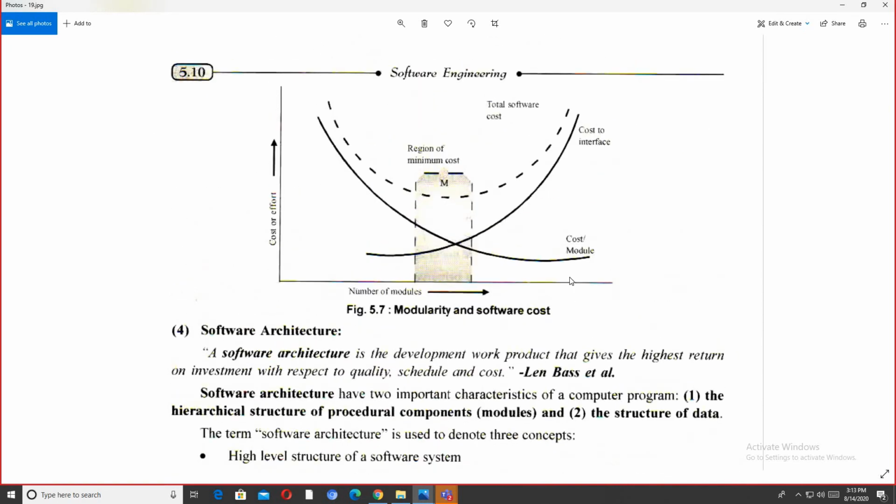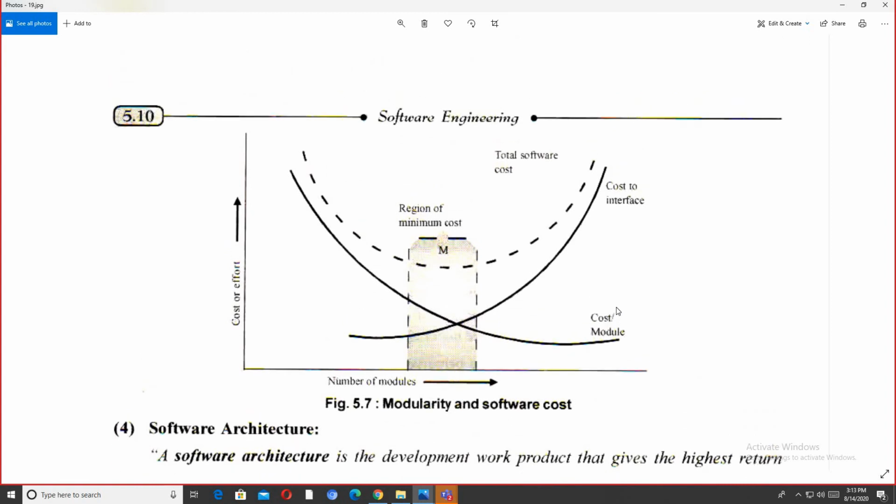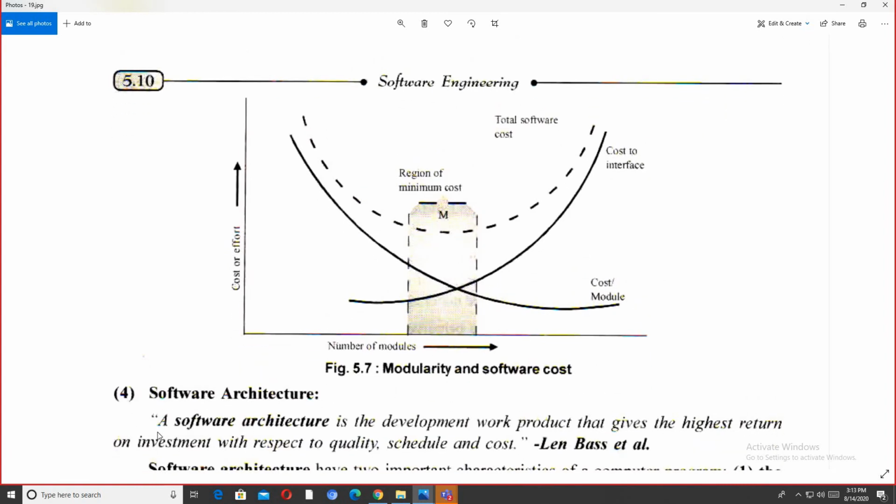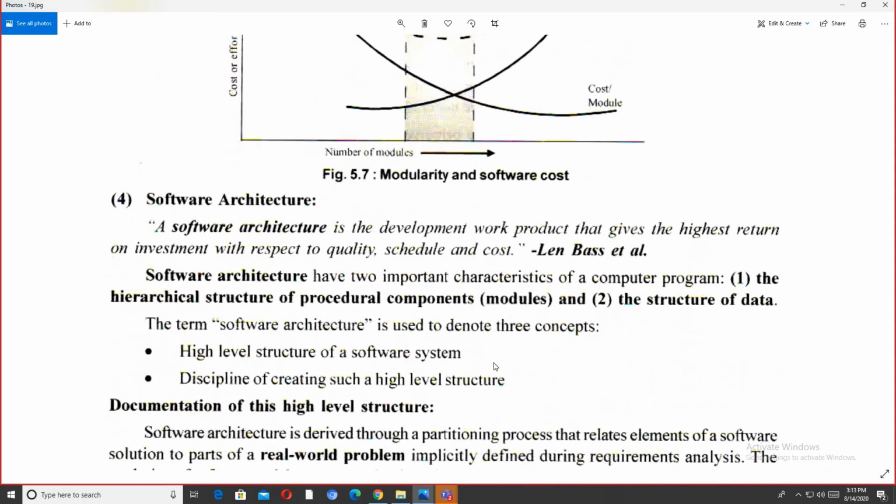The next thing: this diagram informs us about modularity and software cost. As we can see, as the number of modules increases, the cost of effort is highly decreasing, but as the number of modules keeps increasing, the cost also increases. So both ways are possible, and we have to find a median, a middle solution. The region of minimum cost will be calculated using this, and the number of modules and the total software cost will be taken care of using the median values.